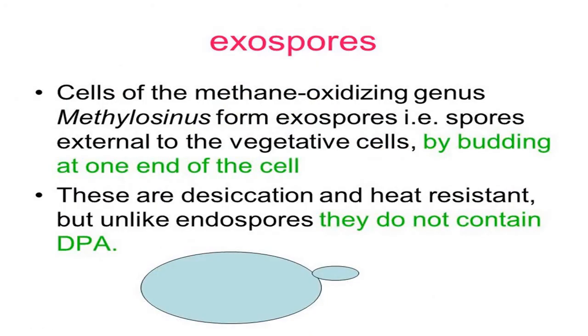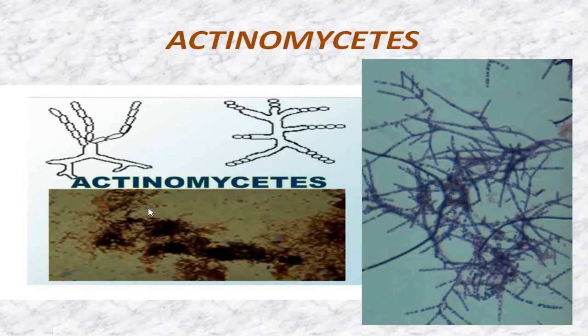Exospores are produced in certain species, by budding at one end of the cell, and they are also resistant to desiccation and to heat. But the difference between endospore and exospore is that exospore formation is a part of the reproductive process, and they are produced by budding, especially in actinomycetes, one of the groups of bacteria, where the gram-positive bacteria form long tubule-like structures called filaments, as you can see in this figure.